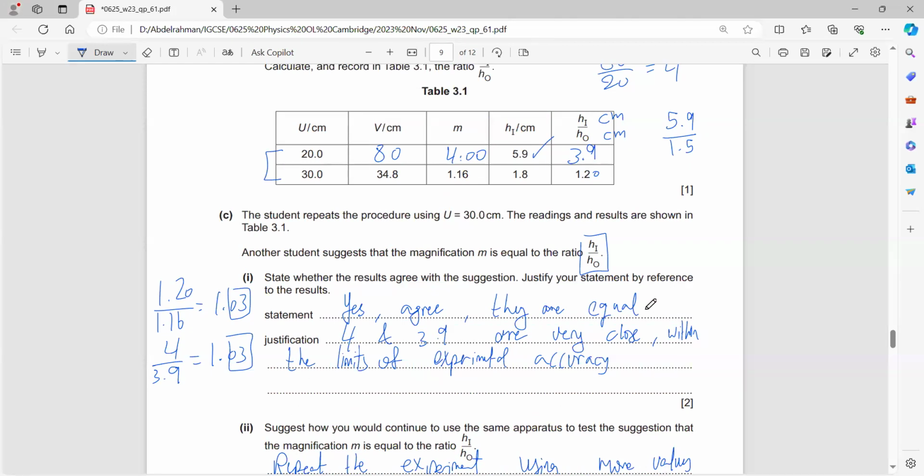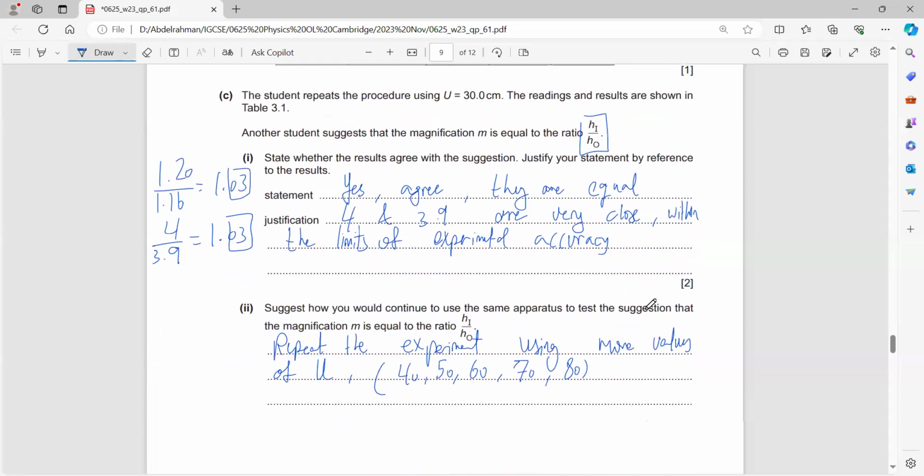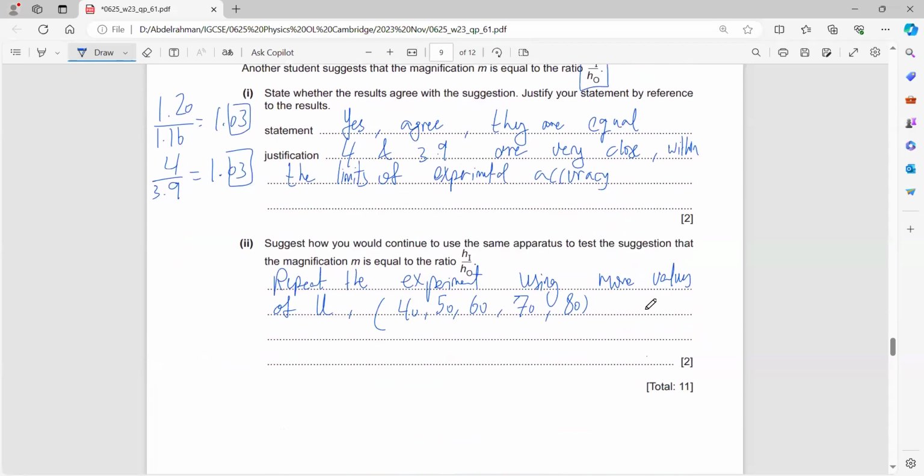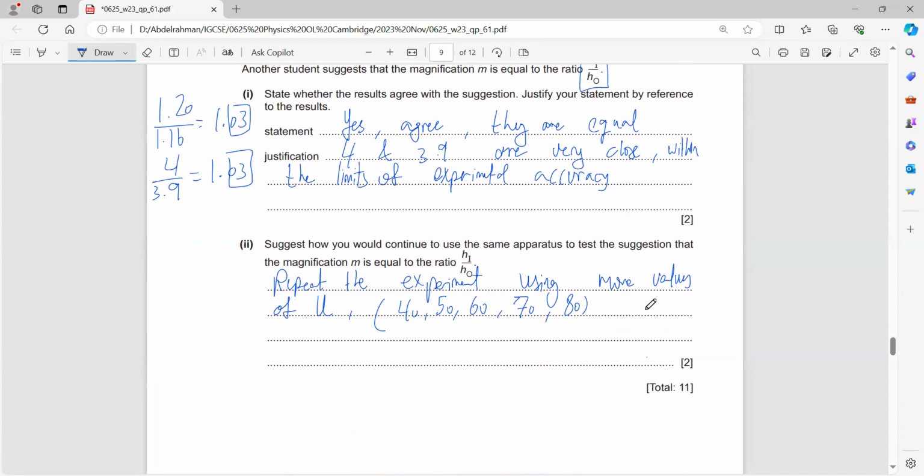How should I make sure that I can decrease the percentage of these errors? I repeat the experiment several times. I do the experiment more than once and on different values so that I make sure that my suggestion is correct. So repeat the experiment using several values, more values of u. How many values? At least 5 values.